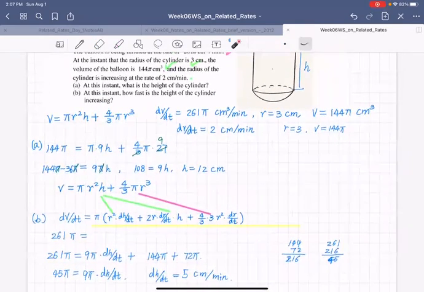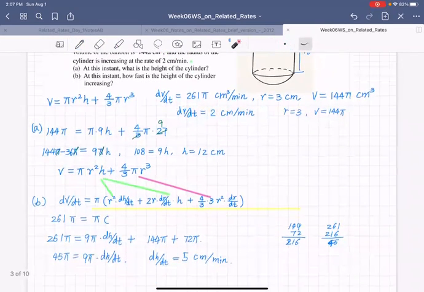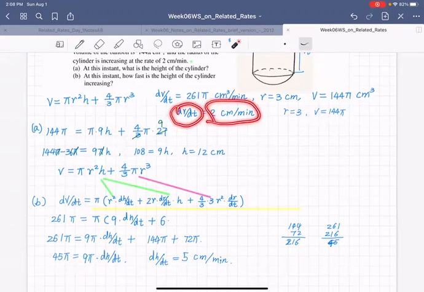So what is dv over dt? We already wrote it down, 2 pi r. Then we do pi times r squared, which is 9, times dh over dt, right? We don't know that yet. Plus 2 times r, so that'll be 2 times 3 is 6. And how much is dr over dt? It's just 2 centimeters per minute.